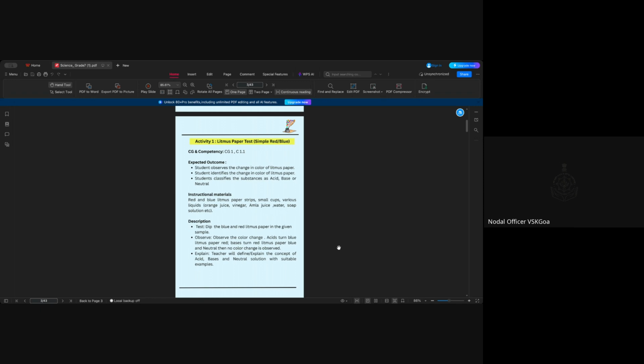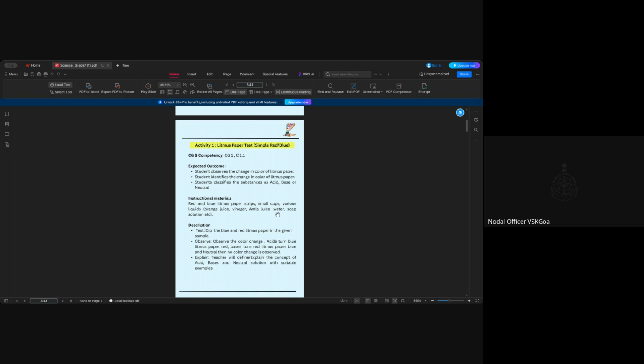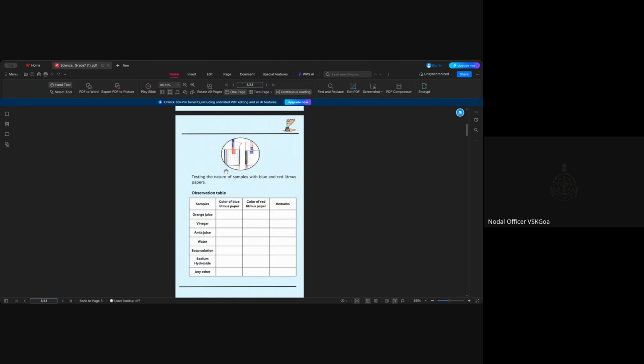The major outcome which we are seeing in this activity is that the students will observe the change in the color and identify the change in the color of the litmus paper, that is observation, identification and classification. That is our major goal in this. So we are developing the observation skill, and at the same time their classification skill, in this context. The instructional material will be the litmus paper strip, which will be given by the teacher to the student. This can be done in the form of a group activity, or maybe it can be done individually also.